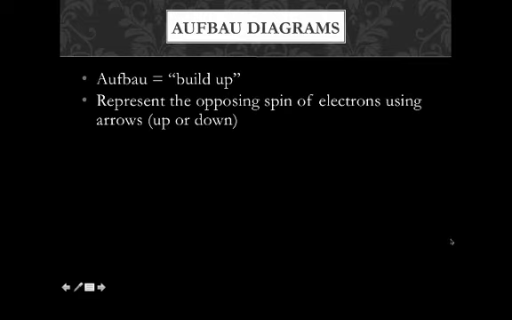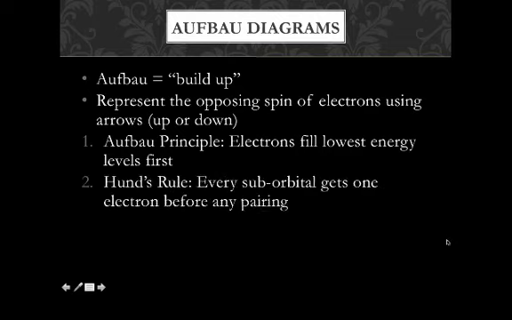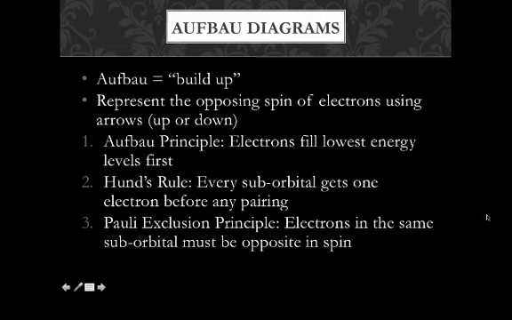Aufbau diagrams are another way of showing where the electrons are, and it utilizes the SPDF notation, but it describes the process of building up. In other words, the electrons are going to fill in the lowest energy levels first. We also know, based on the magnetism of different atoms, that Hund's rule is an important rule. Every suborbital gets one electron before any pairing occurs. And then the Pauli exclusion principle describes that electrons in the same suborbital must be opposite in spin.